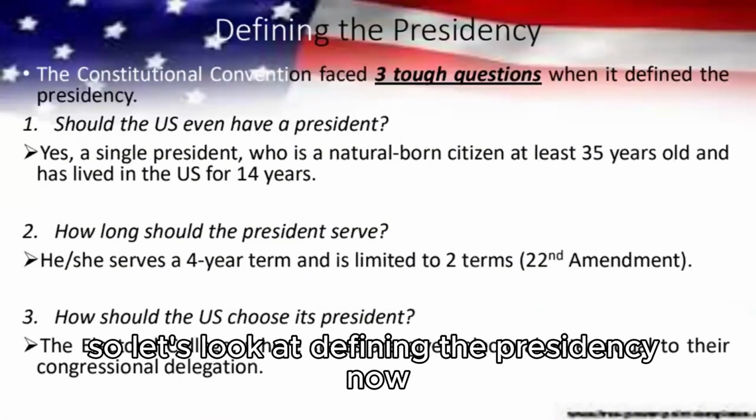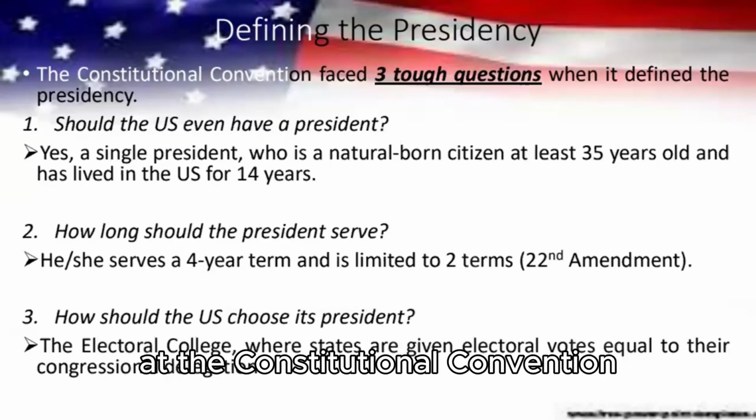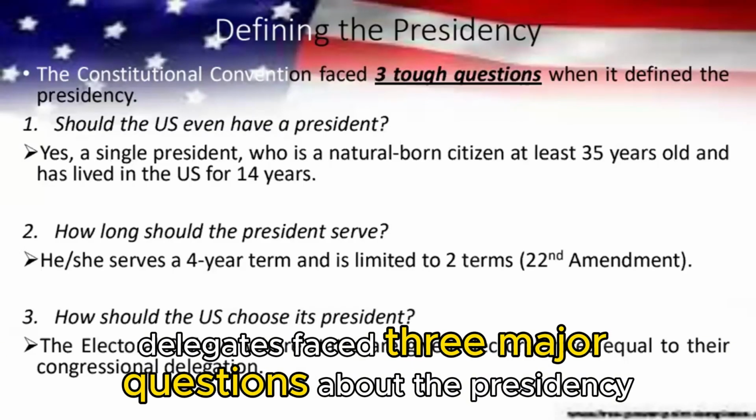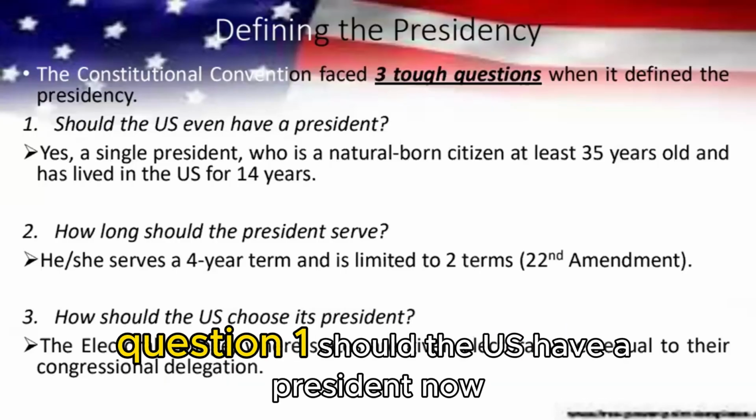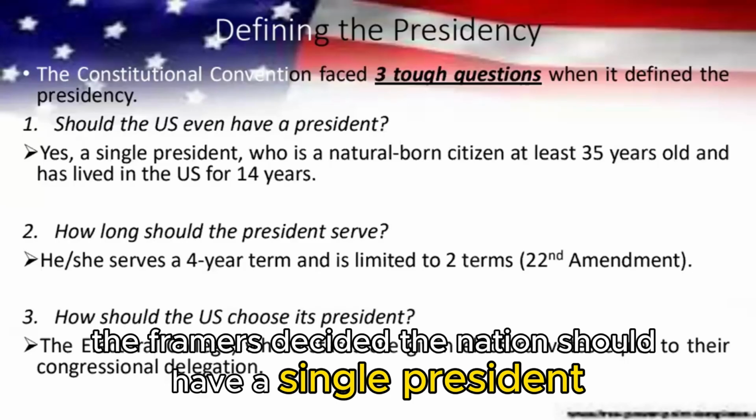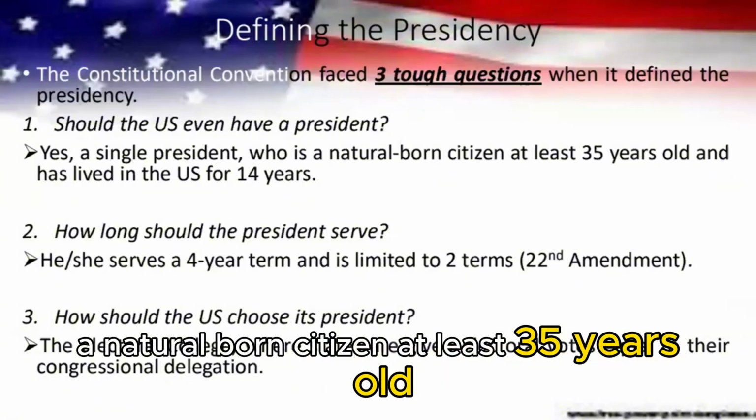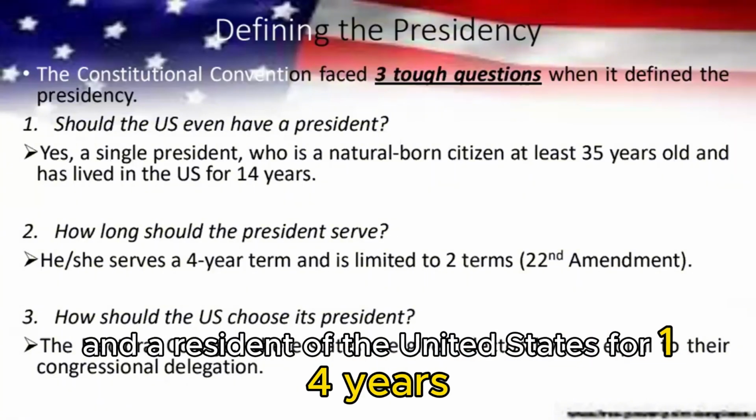So let's look at defining the presidency. Now, at the Constitutional Convention, delegates faced three major questions about the presidency. Question one, should the U.S. have a president? Now, the framers decided the nation should have a single president, a natural-born citizen, at least 35 years old, and a resident of the United States for 14 years.